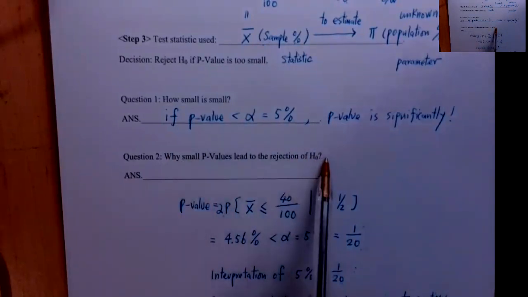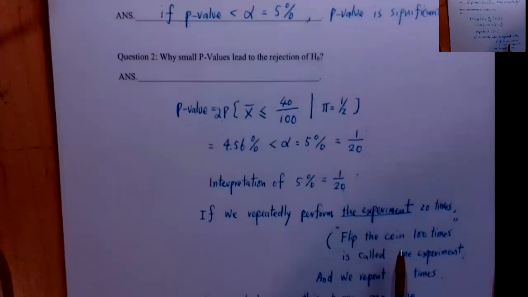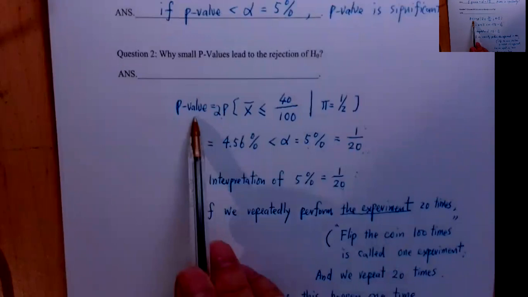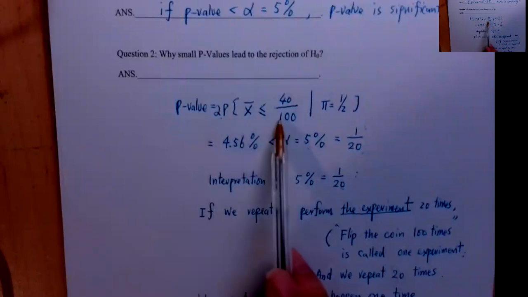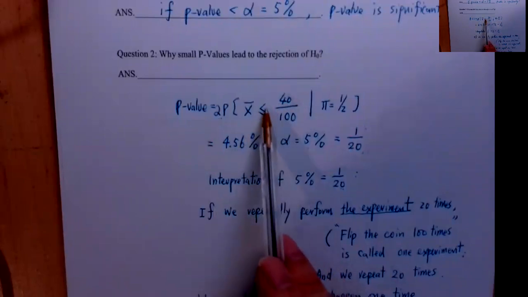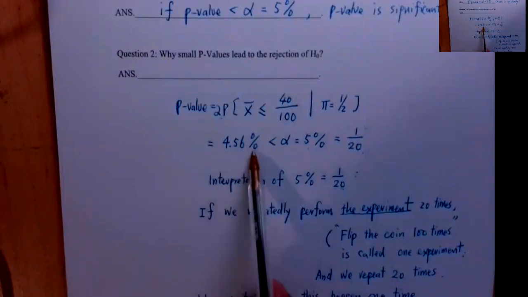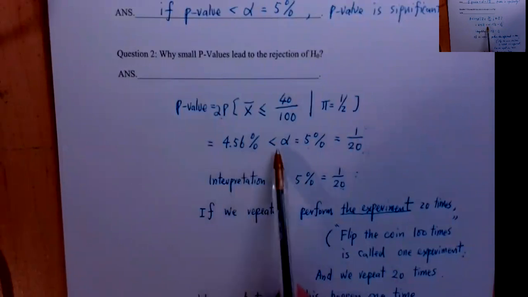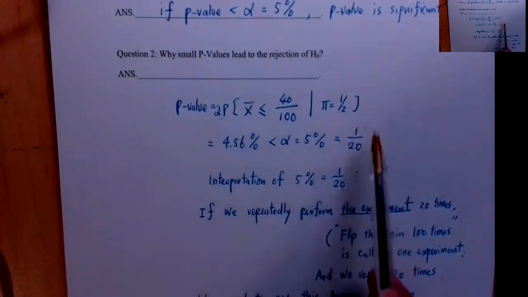This is actually a very important concept in the p-value approach. So let's take a look at why. P-value: under H0 is true, how likely in 100 flips are you going to see 40 heads or something even more extreme? That chance is very small. That chance is only 4.56%. Now, 4.56% is less than alpha equal to 5%. 5% means 1 over 20. What is the meaning of 1 over 20?